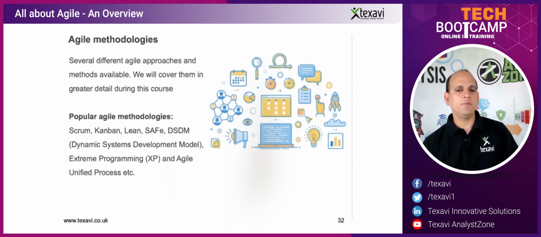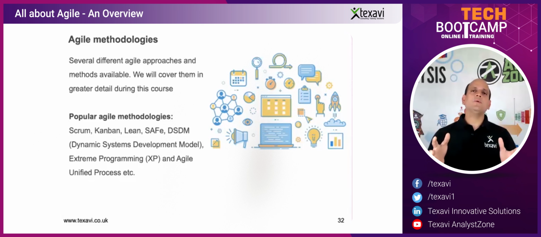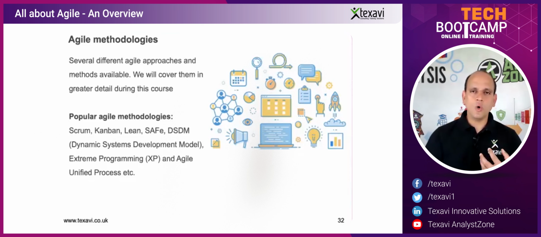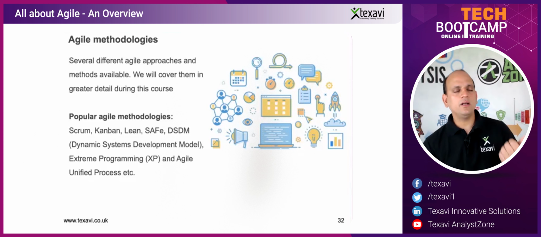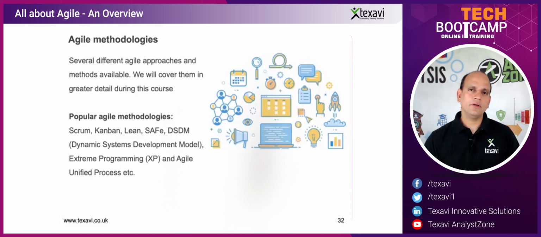DSDM, Dynamic Systems Development Model, is something like SAFe. It's roughly a 20-year-old methodology, very powerful. Extreme programming, we discussed that. Paired programming, how we can empower programmers to work in tandem to code and review at the same time, so it gives you better output. And there's one particular process called Rational Unified Process, RUP, which was created by Rational Software, later acquired by IBM. And then they came up with something called Agile Unified Process. We'll have a look at all of these in greater detail, one by one.